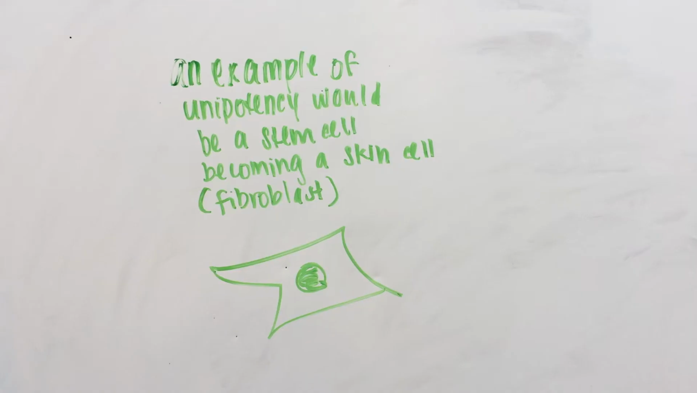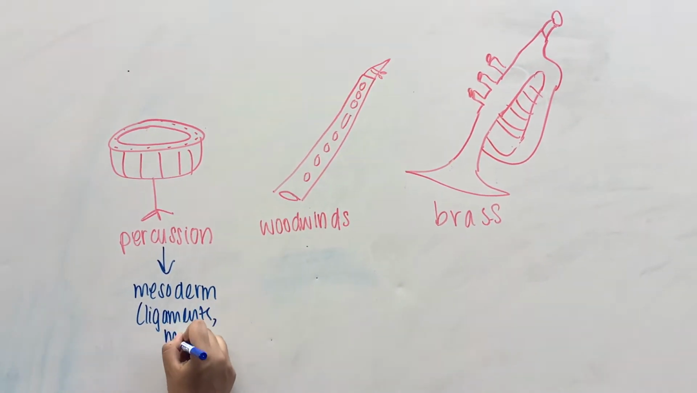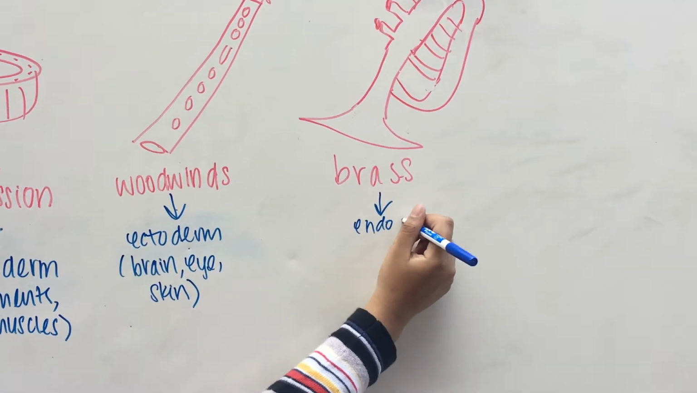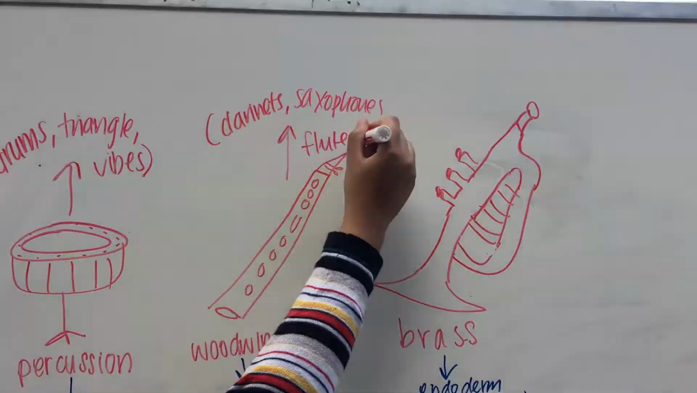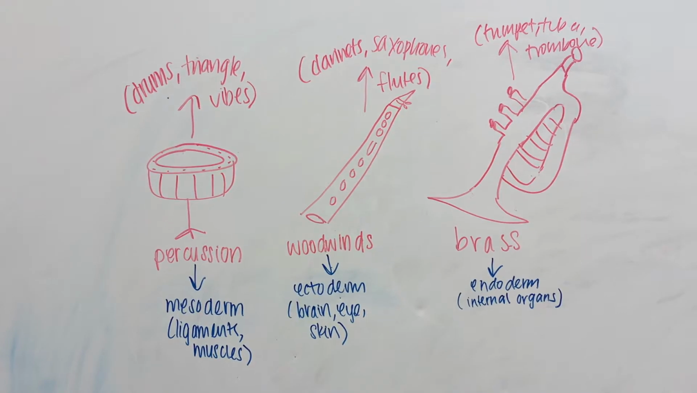You're probably thinking, what does all of this science gibberish mean? So let's use an analogy. In a marching band, there are 3 main groups: the percussion, the woodwinds, and the brass, each group containing different instruments. In this case, the 3 germ layers would be the 3 groups of instruments. Each germ layer and instrumental group have a variety of cells and instruments to choose from.